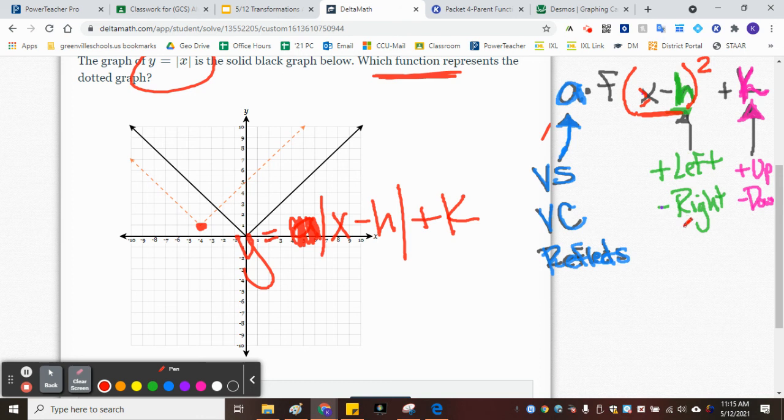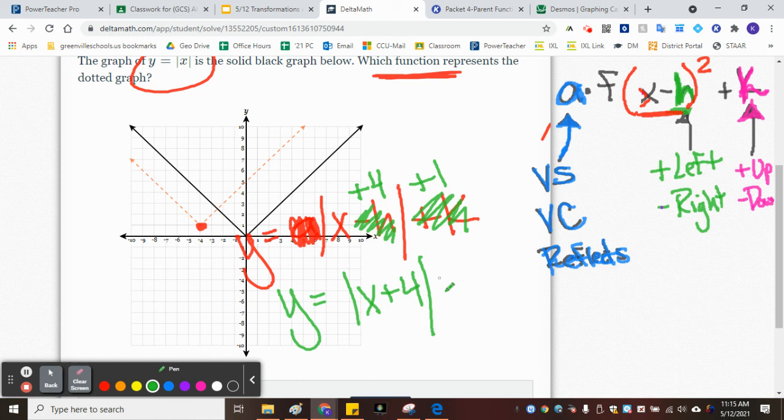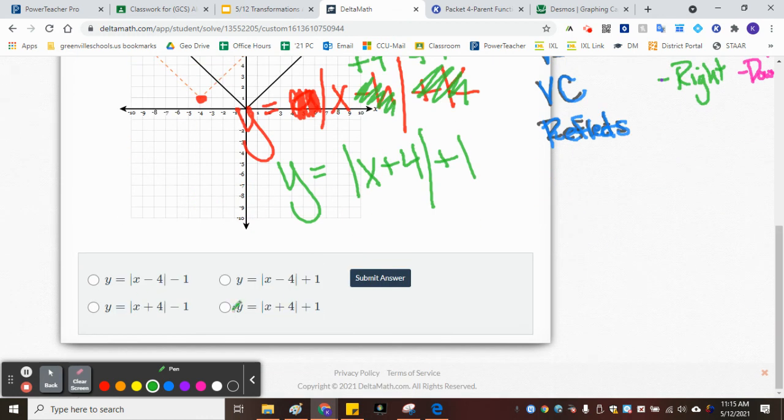Was it moved left or right? Yes, it was moved 1, 2, 3, 4 to the left. Well, left is positive, so this should be a plus 4. Was it moved up or down? Yes, it was moved up 1, so this should be a plus 1. And you have your equation. So y equals the absolute value of x plus 4 bar plus 1.